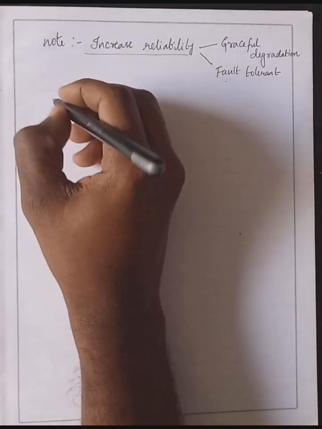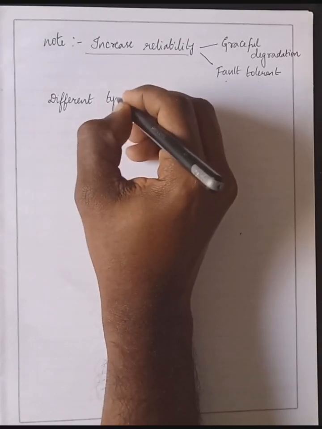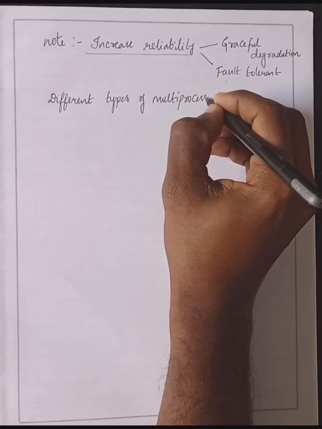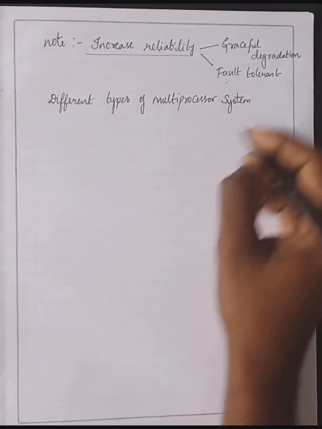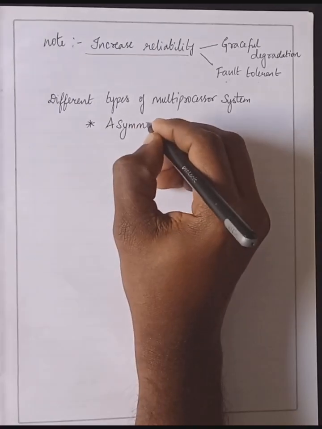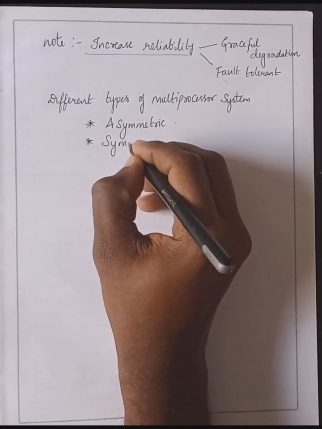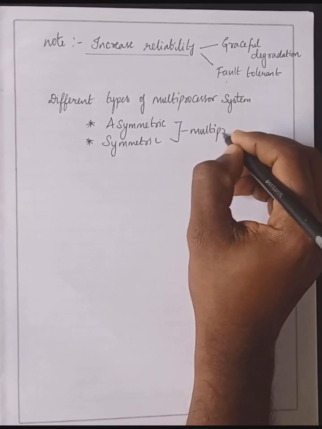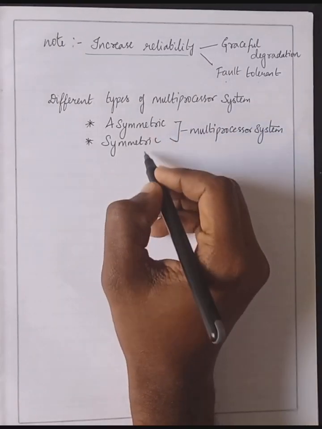Then they may ask you a sub-question again: the different types of multiprocessor systems. This comes under the multiprocessor topic itself. Here again we have two types. The first one is the asymmetric multiprocessor system. The second one is the symmetric multiprocessor system. There are two types of multiprocessor systems: asymmetric and symmetric.